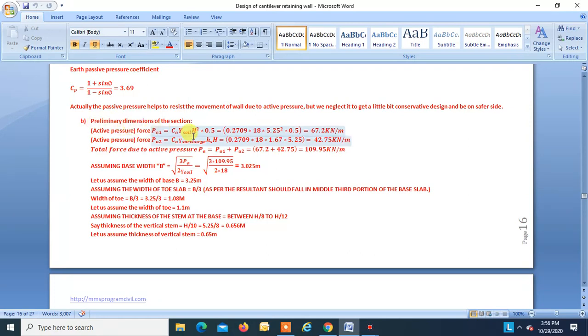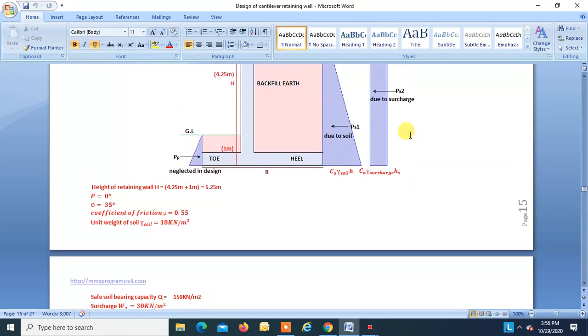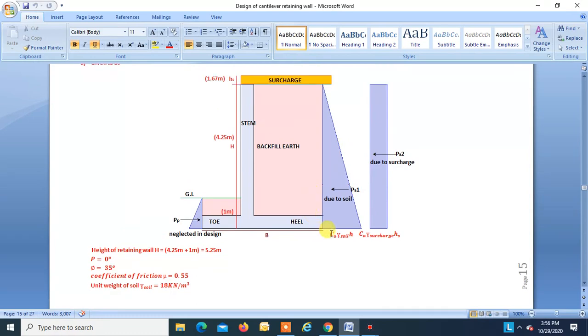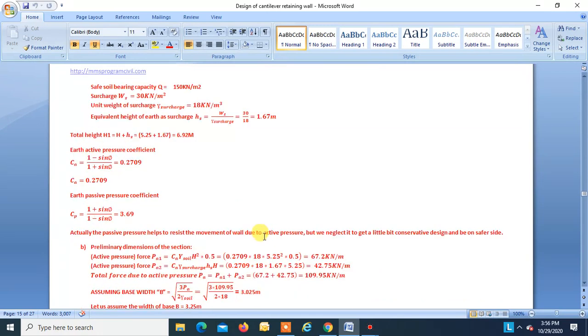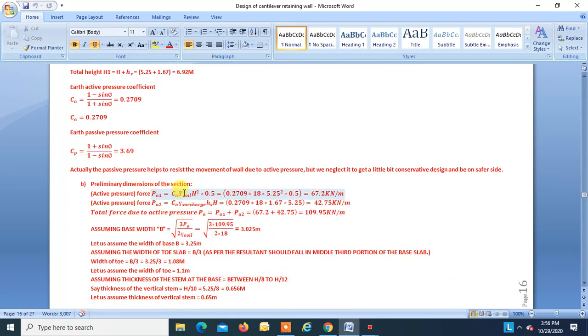Active pressure PA1, okay, this is PA1. PA1 is equal to CA into density of soil into H, this is H, okay, into H into 0.5, right? So that is equal to 67.2 kilonewton per meter, right?